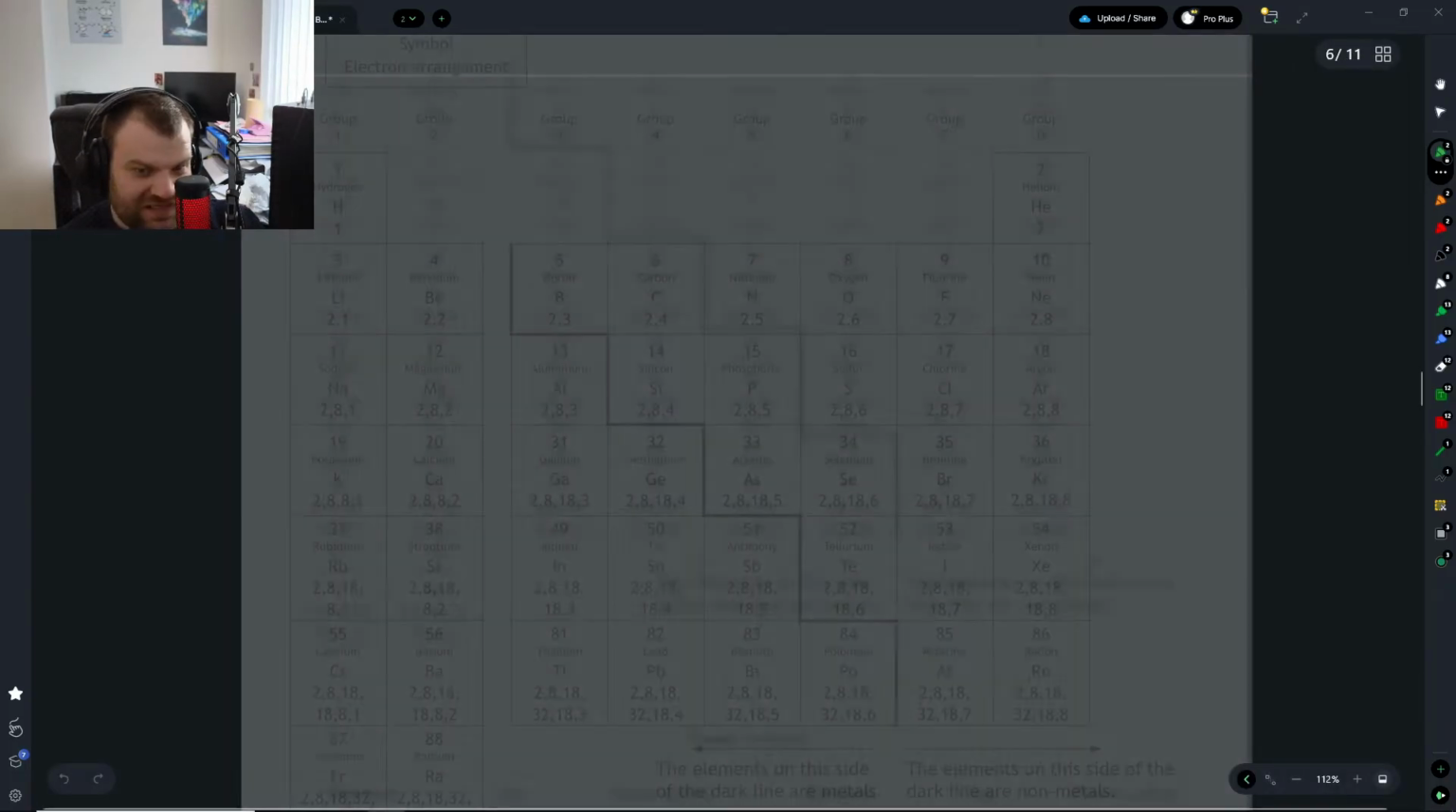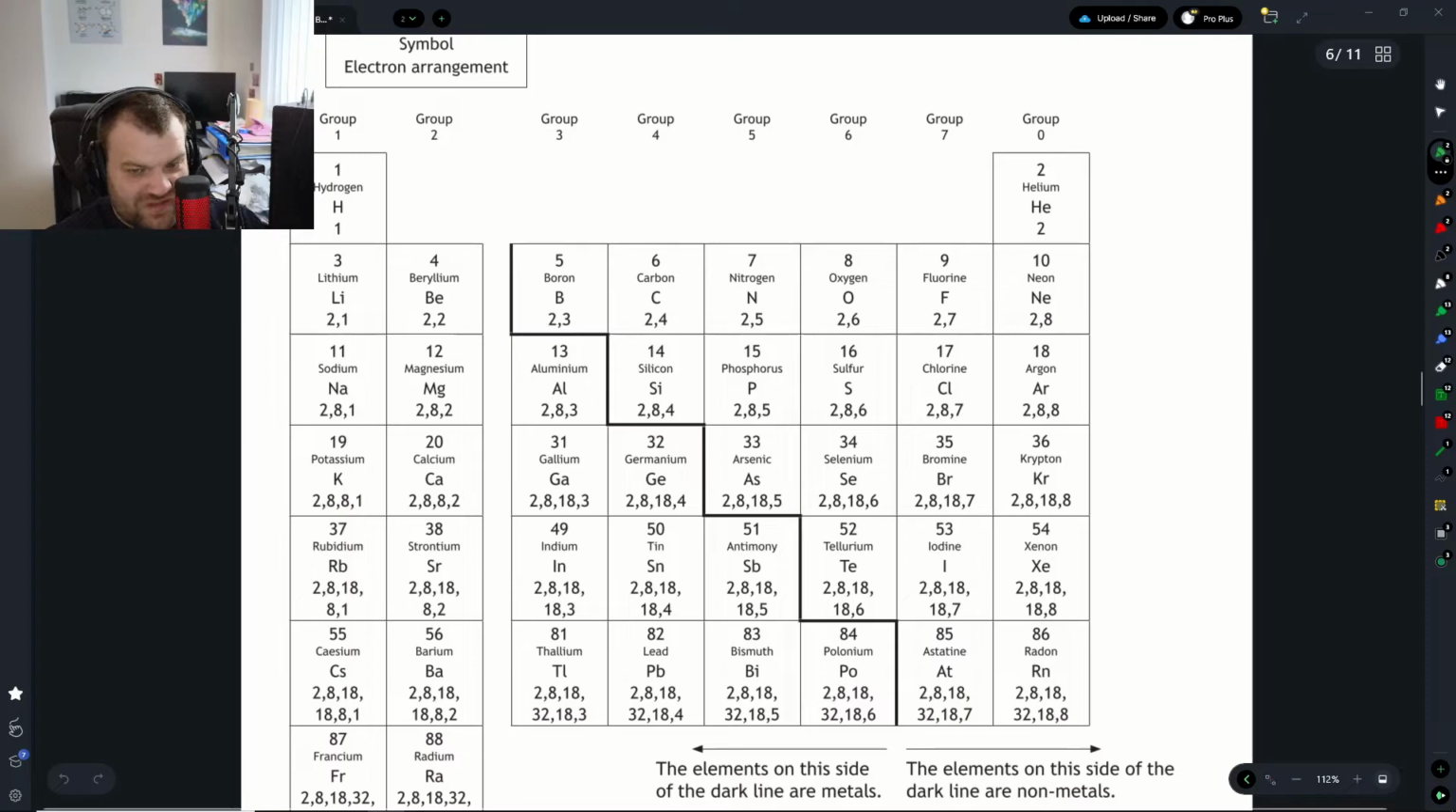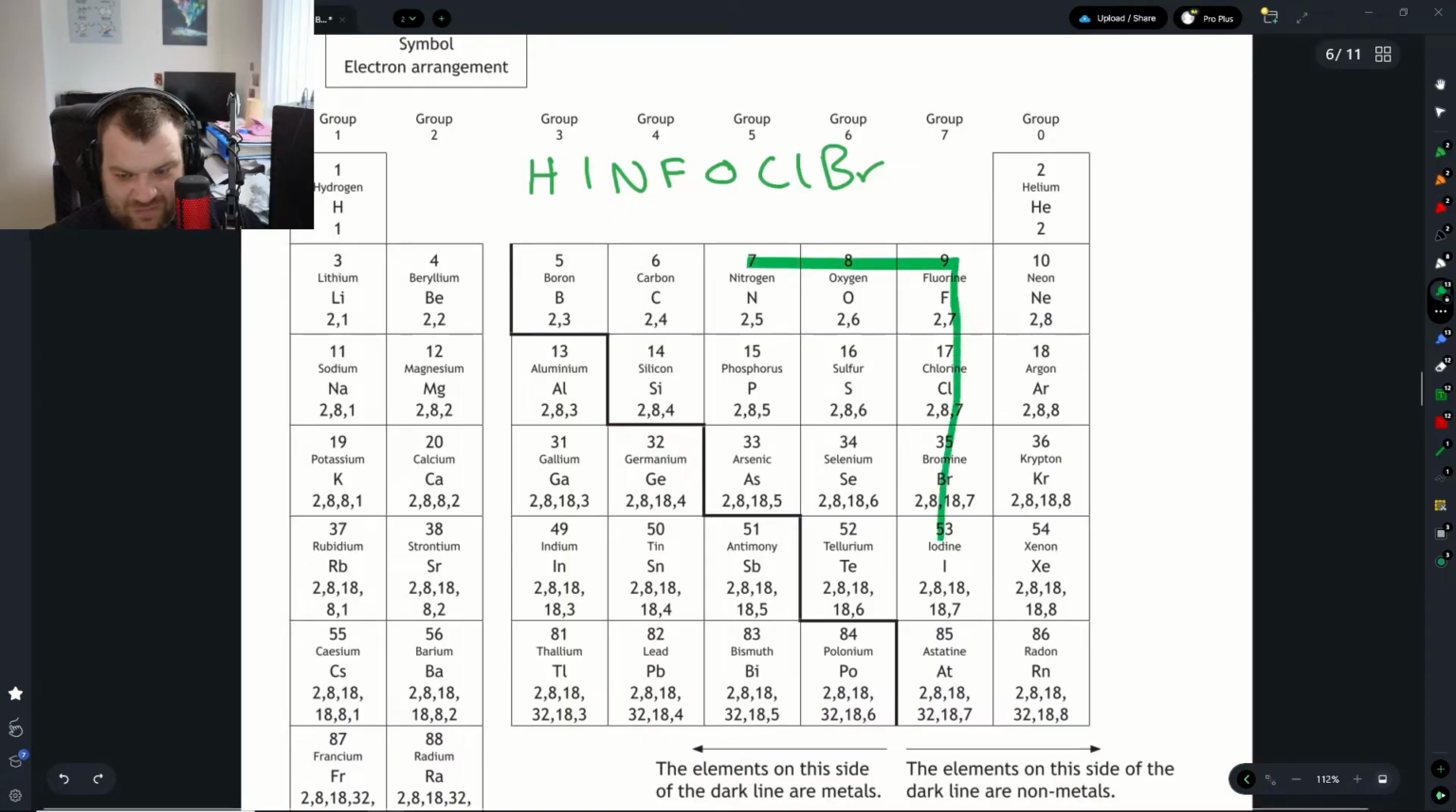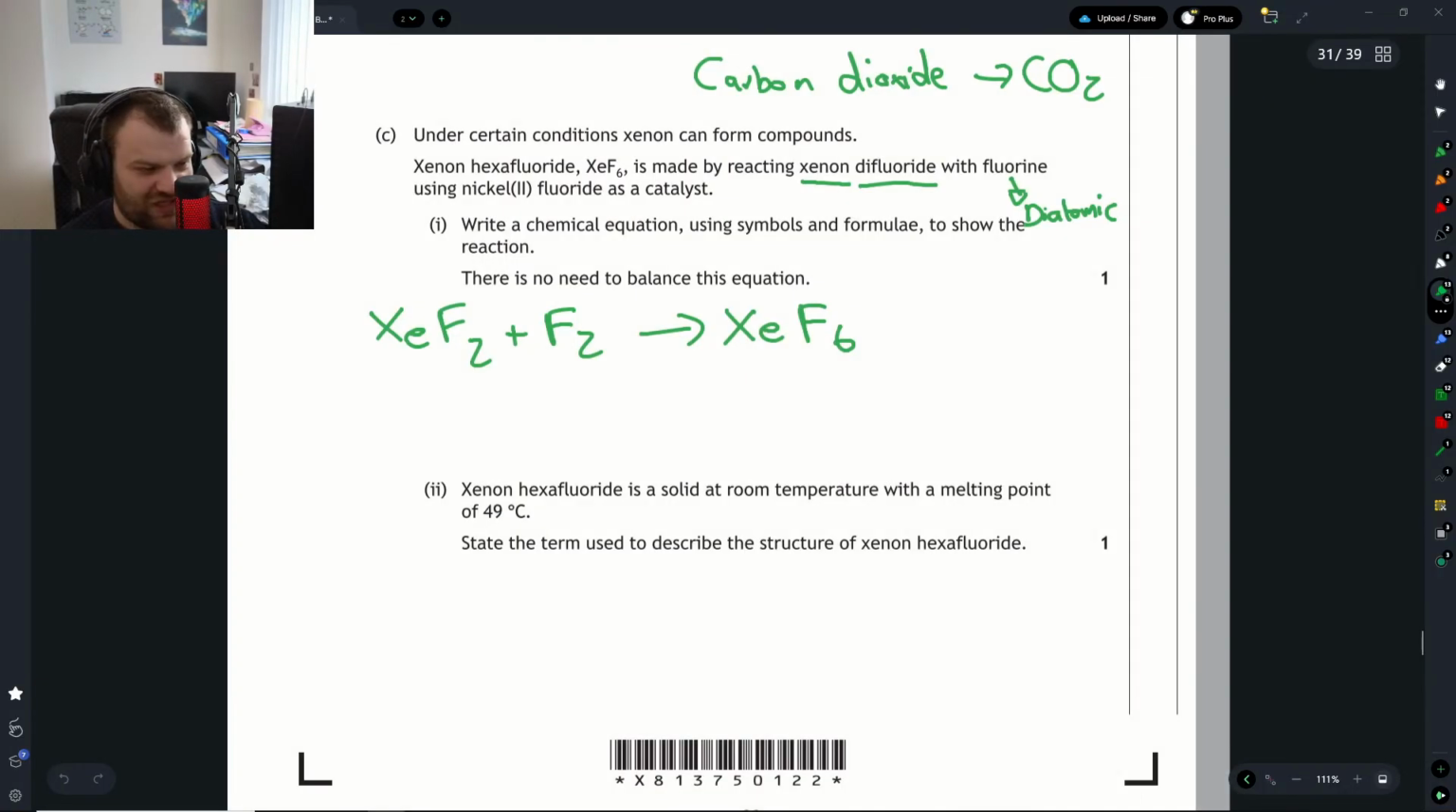There are 7 diatomic elements. A couple of ways of knowing them. My preferred method is HINFOCLBR: the symbols for hydrogen, iodine, nitrogen, fluorine, oxygen, chlorine, and bromine. Another way you could do it is to go in a 7 shape from the number 7 plus hydrogen, or you might have another way of doing it, but anytime they're used in an equation as the element itself, you need to put a 2, F2, not just F.